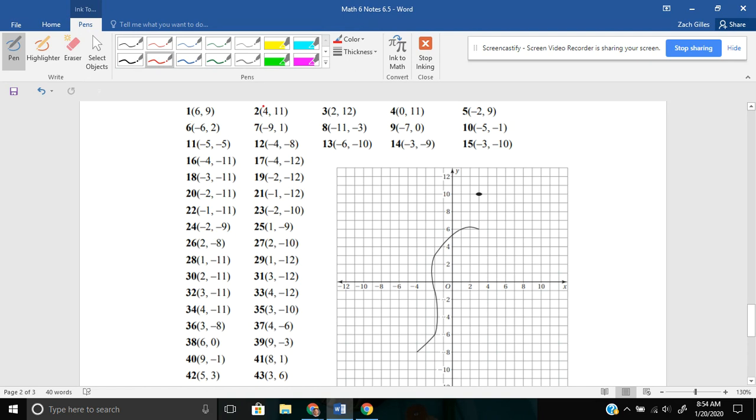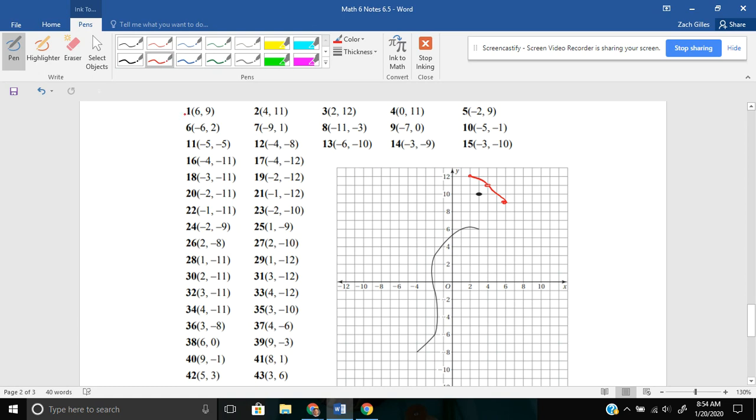So for example, number 1 is 6, 9. I go over 6 and up 9, which would be right here. And then I'm going to go to number 2. And after I was done with number 2, I'd connect 1 and 2. So 4, 11, over 4, up 11. 1, 2, 3, 4 will be right here. And since I did 1 first, I'll connect 1 to 2. Now I'll graph 3, 2, 12, over 2, up 12. And I'll connect 2 to 3. So on and so forth.